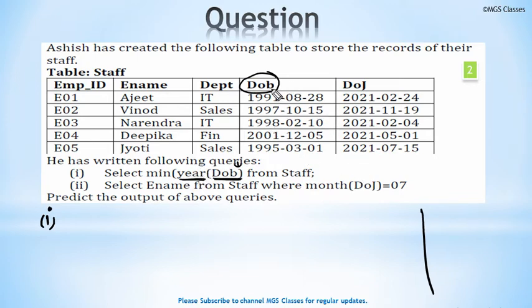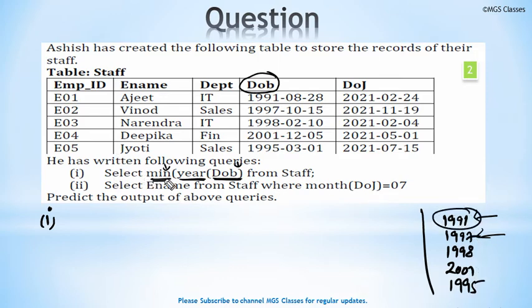So the year function's output for this date of birth column will be, for the first row 1991, second row 1997, third row 1998, fourth row 2001 and fifth row 1995. Now this is the output of the year function and we need to apply this output to the min function. So what does the min function return? Min function is an aggregate function. It will return one output for the whole set of rows. And what is the minimum value among these values? 1991 is the minimum value.